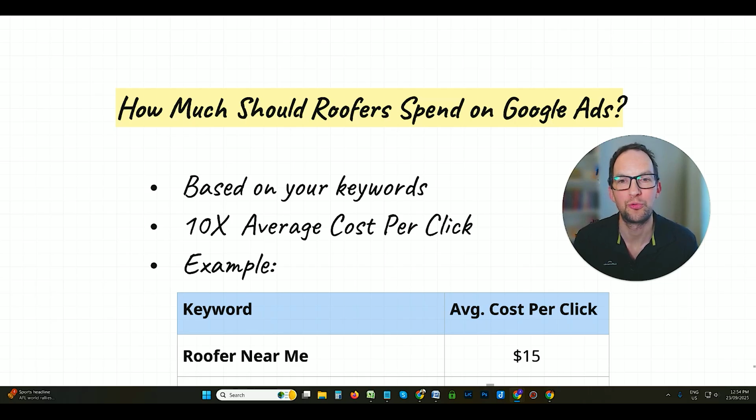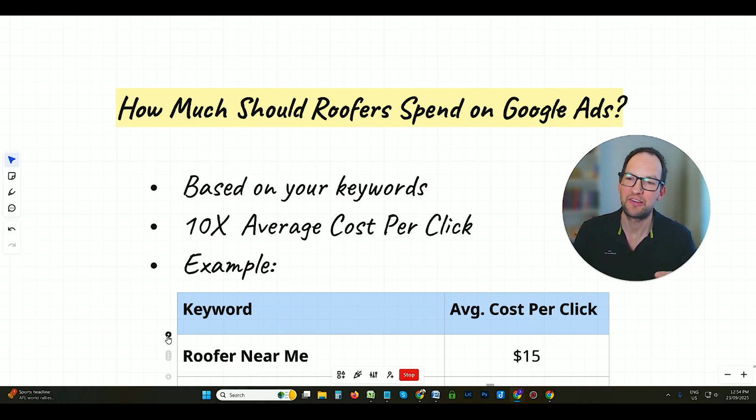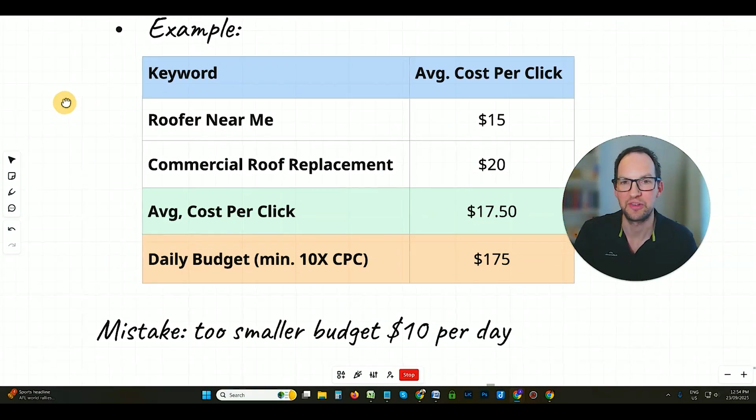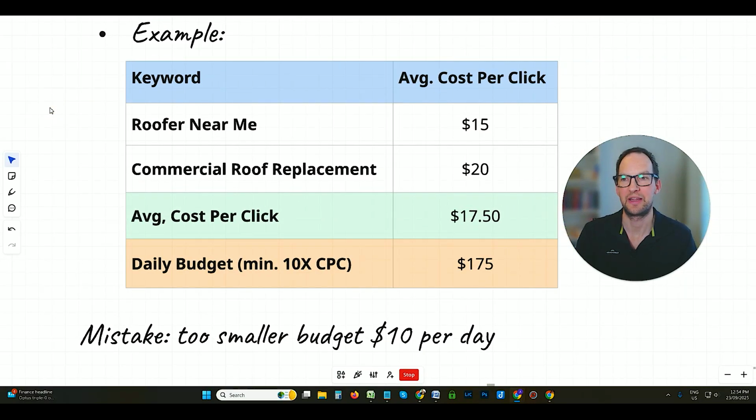How much should roofers spend on Google Ads now that you know how much it costs per click and roughly how much it costs to get a client? Let's look at the spend that you need to commit to Google Ads to make it work. Now, this is going to vary. Again, it's going to be based on your keywords, your location, like I said, but a general rule of thumb is to take the average cost per click and multiply it by 10, and that's going to be the minimum monthly or daily budget that you need to run Google Ads successfully.